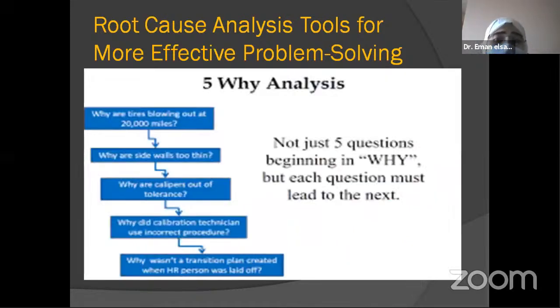Five whys analysis. You ask yourself why this problem happened, why and why and why, until you find the answer for your problem and determine the cause of your problem to find the solution.